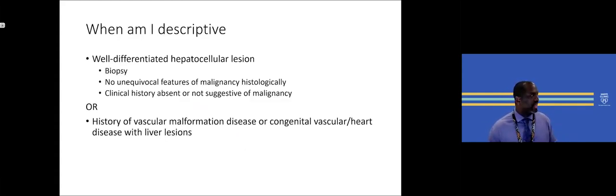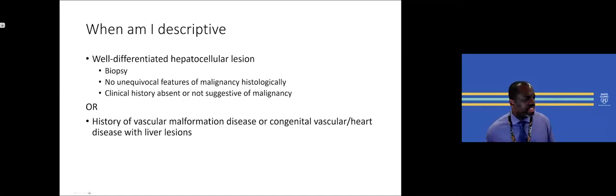So I've included this slide here to say, when am I descriptive? I'm descriptive particularly in biopsy cases. If it's a biopsy where I don't have any unequivocal features of malignancy, so the reticulin is intact, or it's just lost in one focus, and if I don't have a complete clinical history, or the history is not suggestive of malignancy, I may be descriptive on that biopsy and defer the final diagnosis until it's resected.